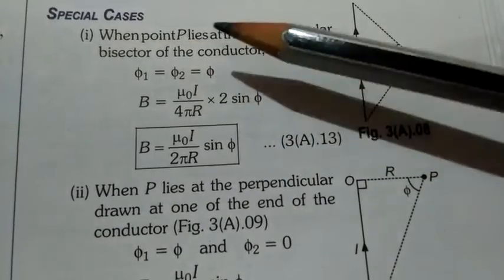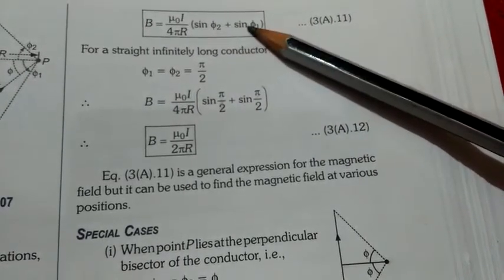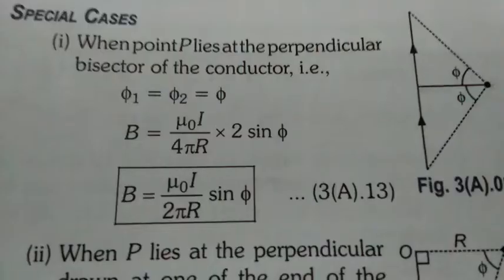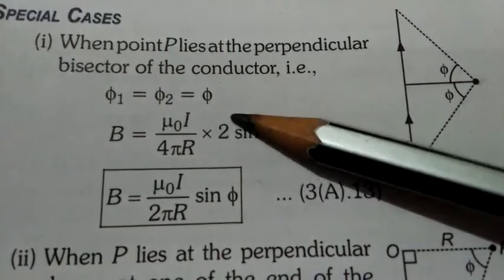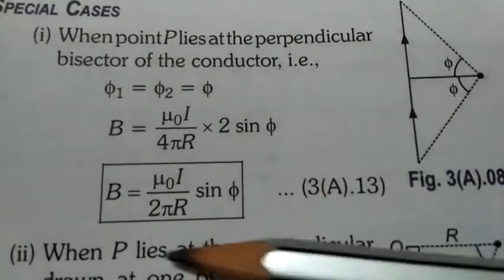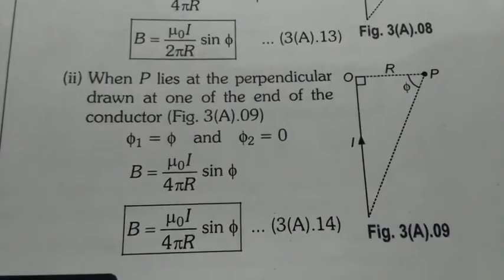So here phi 1 equals phi 2 equals phi. When we put that value in this equation, we put phi plus phi, so we get 2 sin phi. When we cancel, these 2 twos are 4, so we get this equation: B equals mu naught I upon 2 pi r into sin phi.